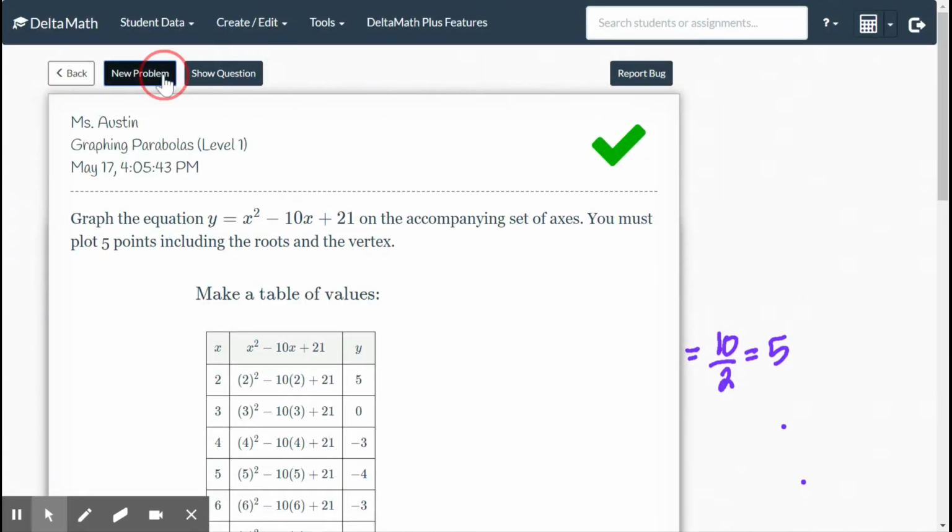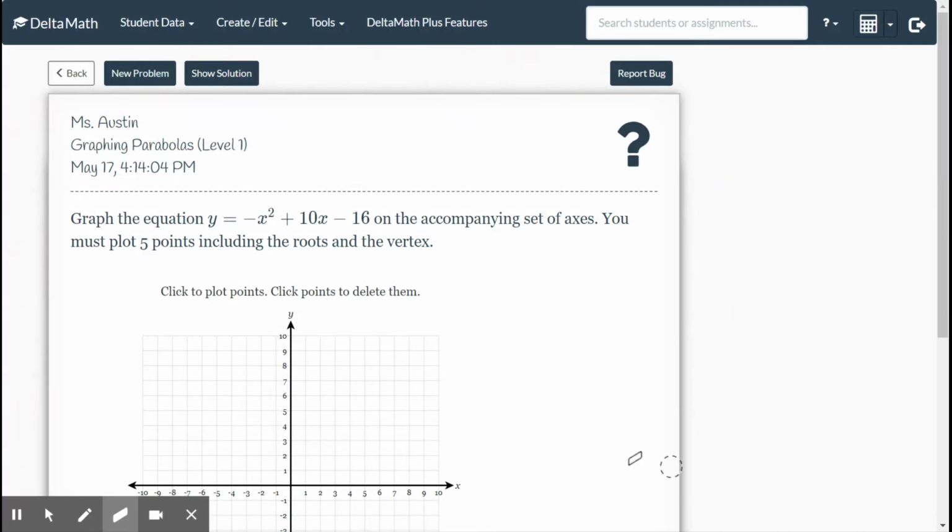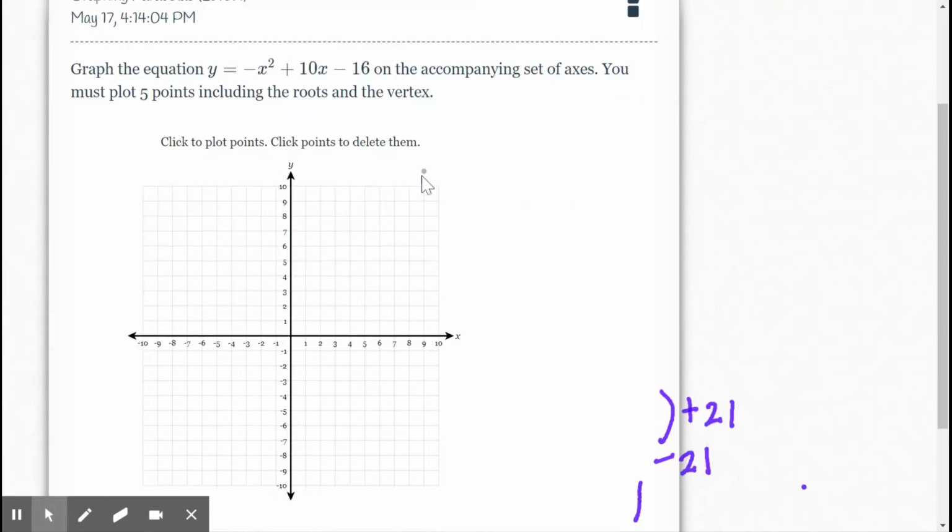Okay, let's do a new problem. I've got to erase. Okay. So again, to get the vertex, we are going to do negative b over 2a. Where do you get these values? A is the number in front of x squared, b is the number in front of x, and c is the constant.